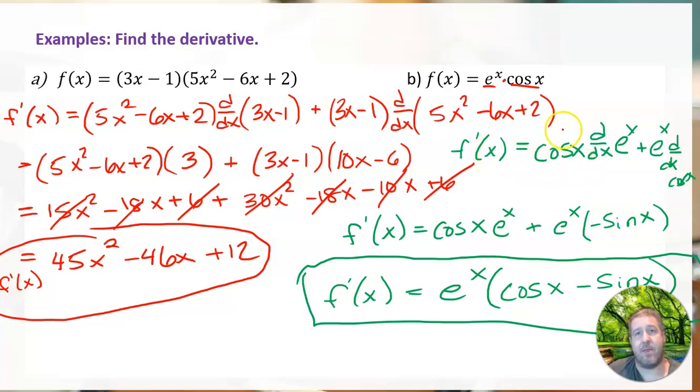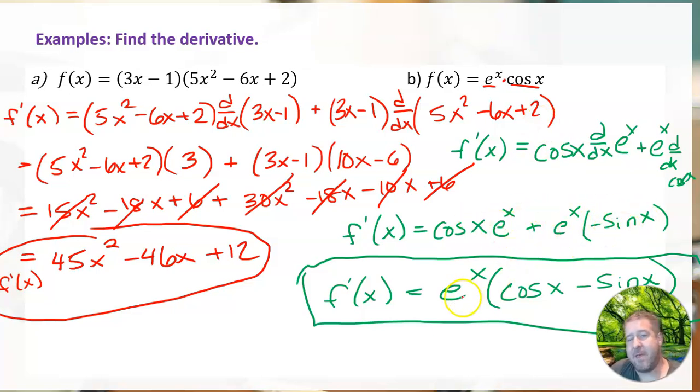Product rule states that you take, in this case, the second term times the derivative of the first, plus the first times the derivative of the second. Well, the second term is cosine of x. The derivative of e to the x is itself. And then we have the e to the x times the derivative of cosine of x, which is right here.